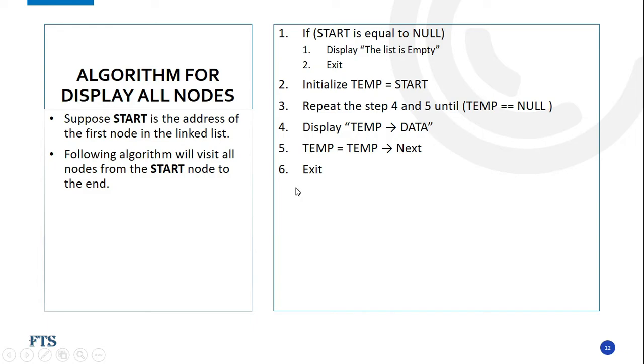To display all nodes, check if start is equal to null. If so, display this message: the list is empty. Otherwise, initialize temp equal to start. Repeat steps 4 and 5 until temp is equal to null. Display temp data. Temp should move to the next, and exit.